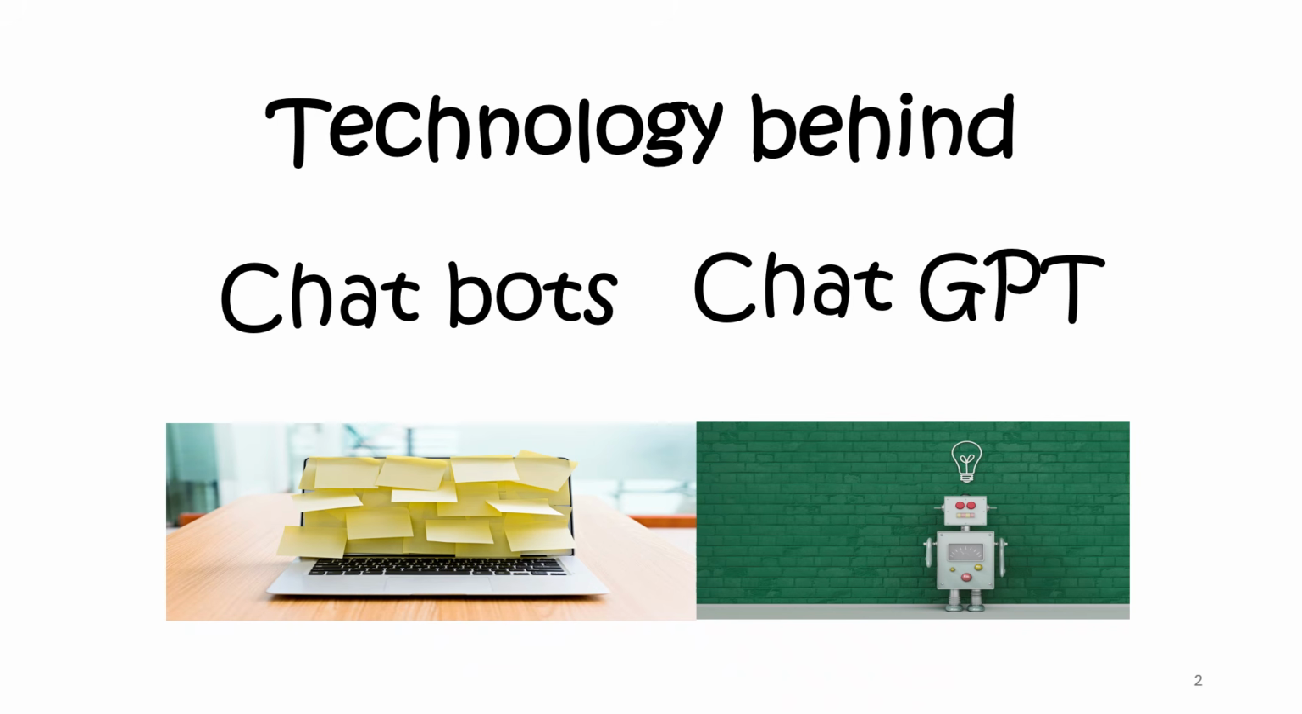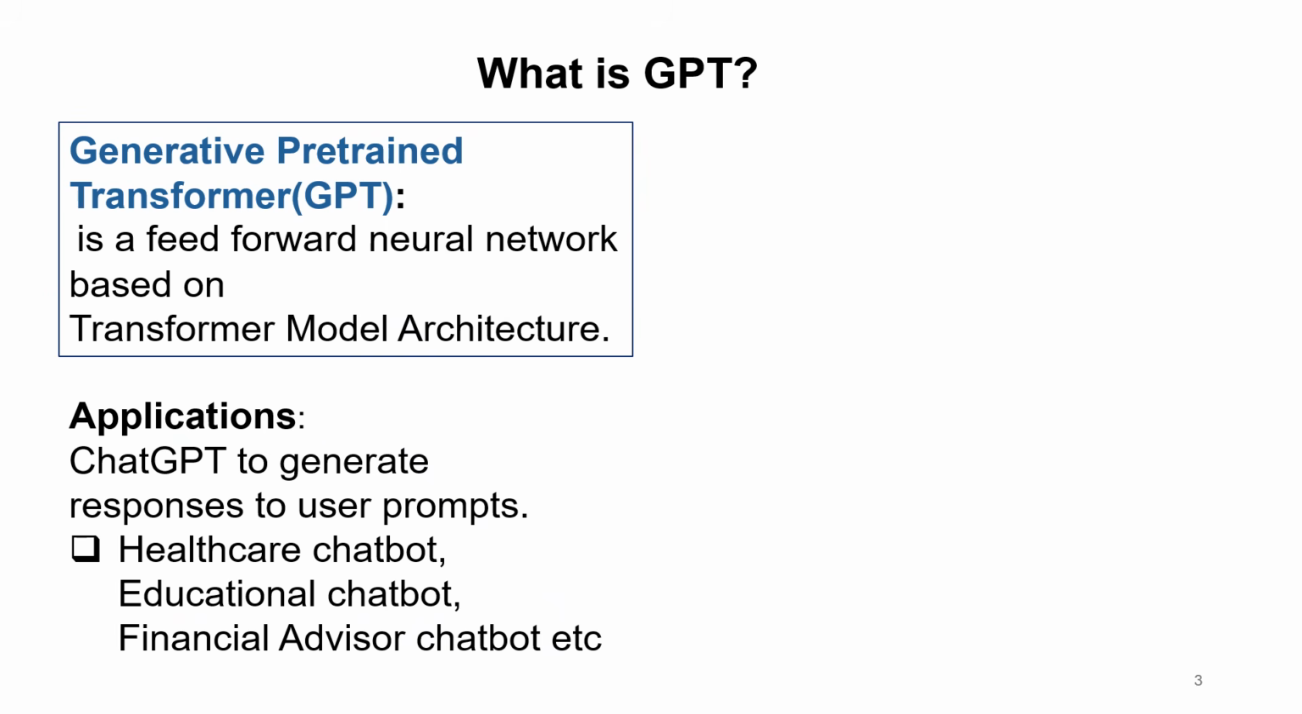There are various implementations of the GPT architecture. First, let us look into what GPT stands for in ChatGPT. GPT is Generative Pre-trained Transformers. It is a feed-forward neural network based on transformer model architecture. Each GPT architecture is tailored for a specific purpose like educational chatbot, healthcare chatbot, financial advisor chatbot.